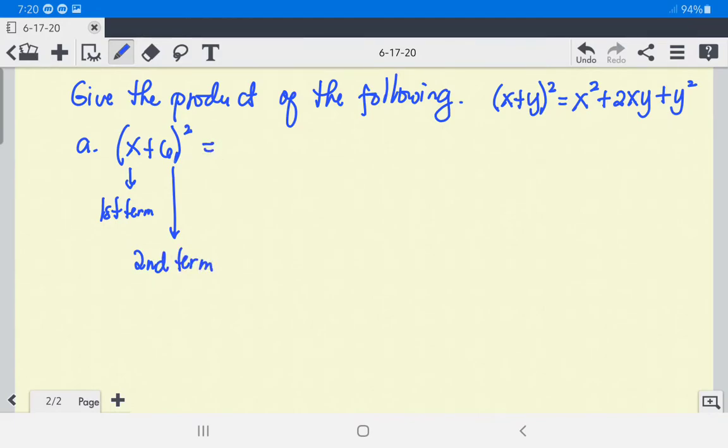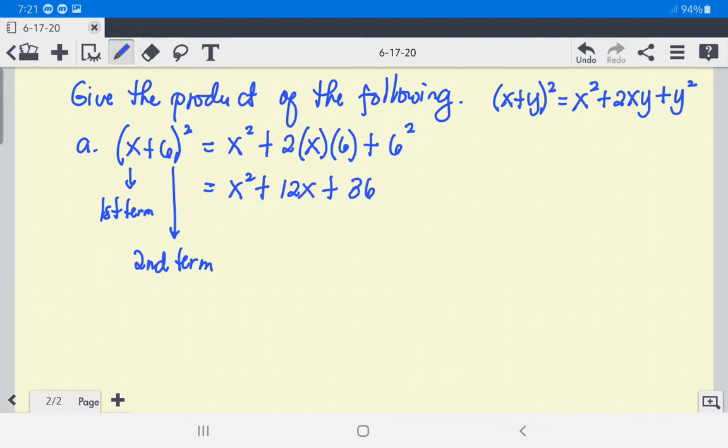Now we're going to square the first term, x squared, plus twice the product of the first and the second term. The second term is 6, then plus the square of the second term. Then we have x squared plus 2 times x times 6, we have 12x. Then plus 6 squared, that is 36. Okay, so that's it.